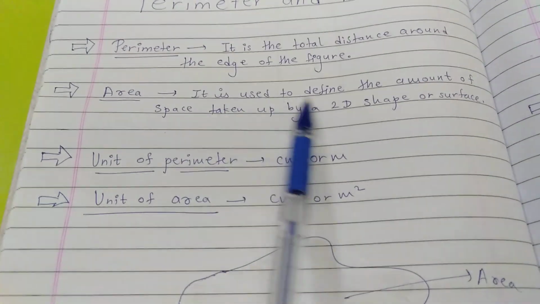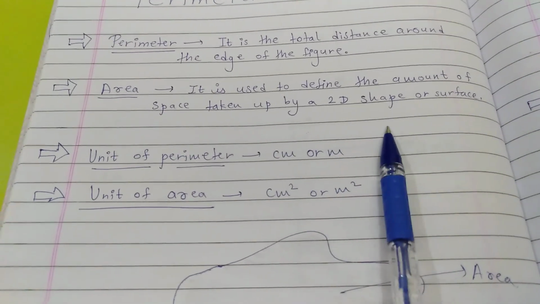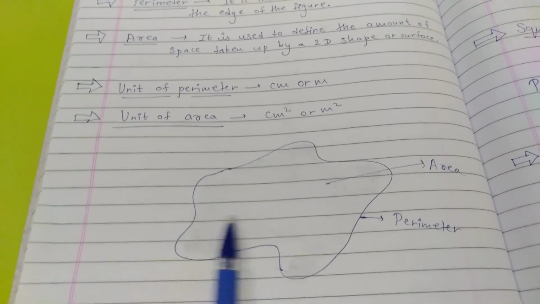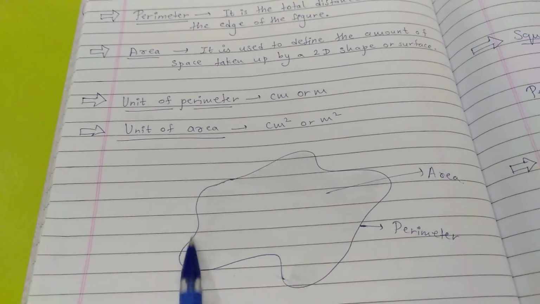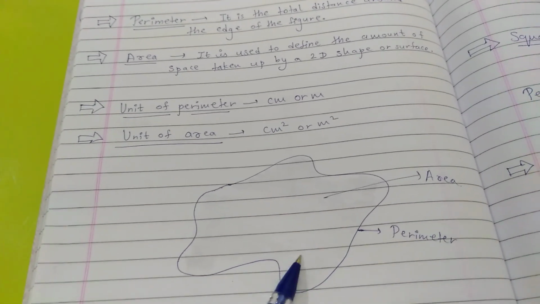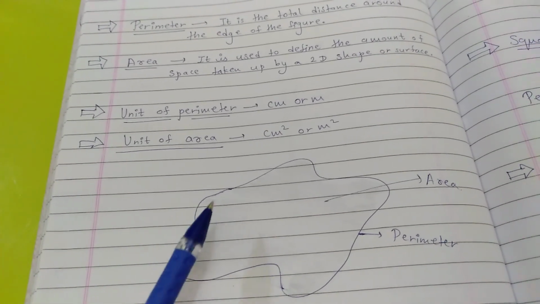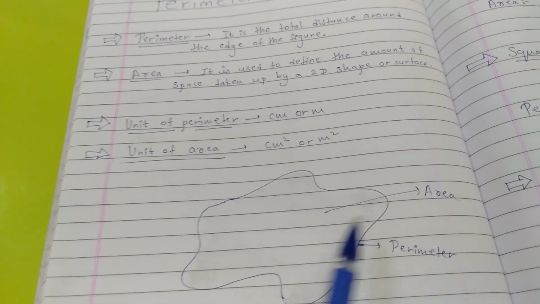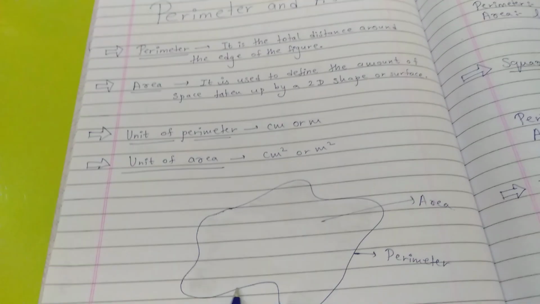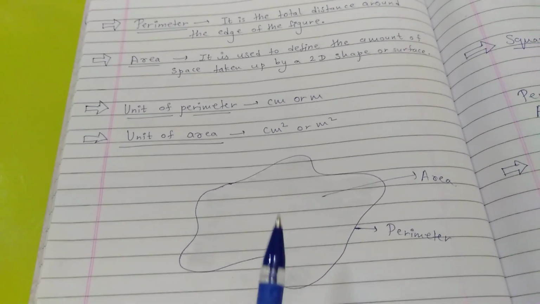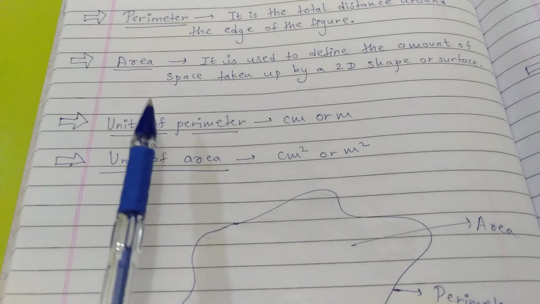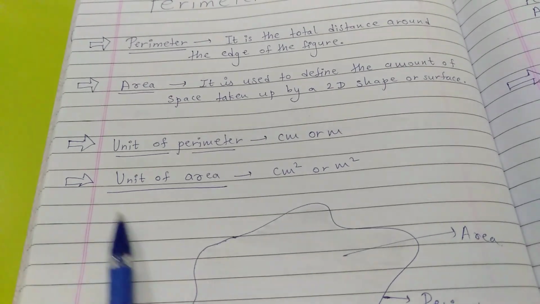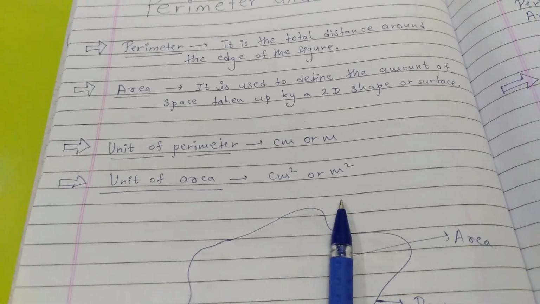Now the definition of area. It is used to define the amount of space taken by a 2D shape or surface. So here is the area of this random figure. The shaded part is called area. It is defined as the amount of space taken up by a 2D surface or shape, that is, the amount of space this closed surface takes. Now we'll move on to the units. The unit of perimeter is centimeter or meter, and the unit of area is centimeter square or meter square.